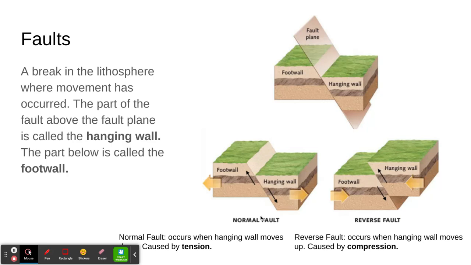In a normal fault, the footwall is moving upwards, and the hanging wall is moving downwards. These occur when you've got tension forces. The rock cracks, and this chunk is moving downwards. So the hanging wall is moving downwards. On the other hand, a reverse fault has the hanging wall moving upwards and the footwall moving downwards. And this kind of faulting occurs when you have compression. So normal faulting occurs when you have tension pulling apart. Reverse fault happens when you have compression pushing together.